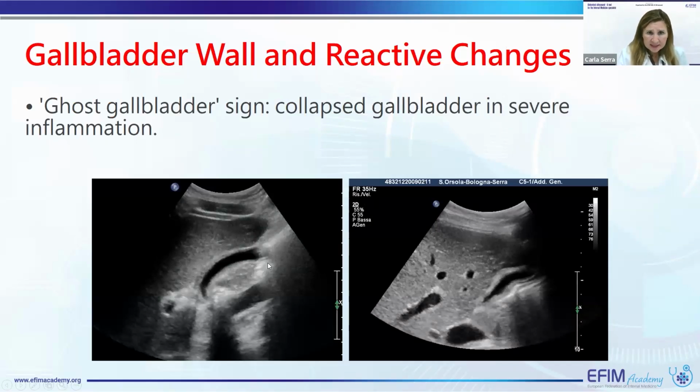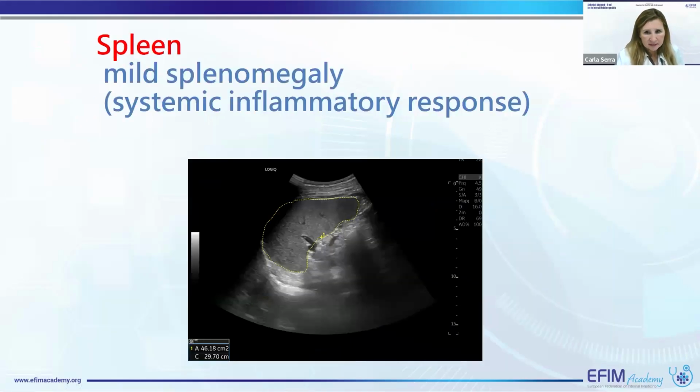Another possibility is the so-called ghost gallbladder sign. In this case, you can see that the gallbladder is collapsed, and this usually is due to a severe inflammation. And this is another pattern that you can see in case of gallbladder involvement.